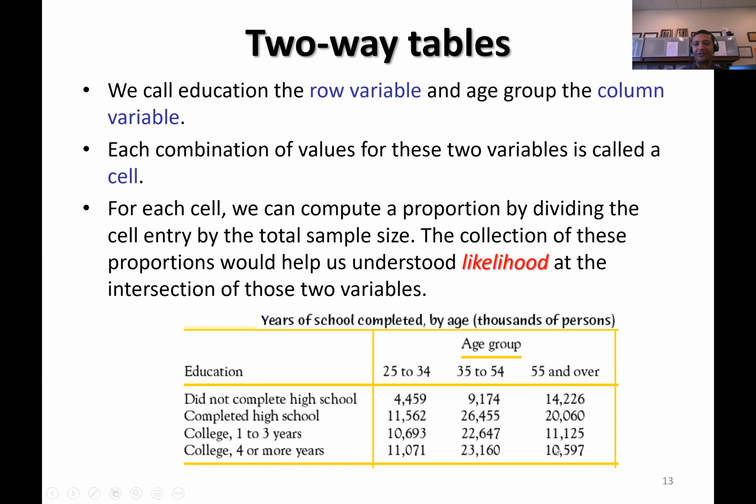So if I'm looking at 11,125 data points, those are data points of people who are 55 and over and who have been to college for between 1 and 3 years. That then gives me a likelihood of occurrence for the characteristics of people who have been to college between 1 and 3 years and who are 55 years and over. So that's a very powerful takeaway from the data set. And again, this one represents only the context of count.